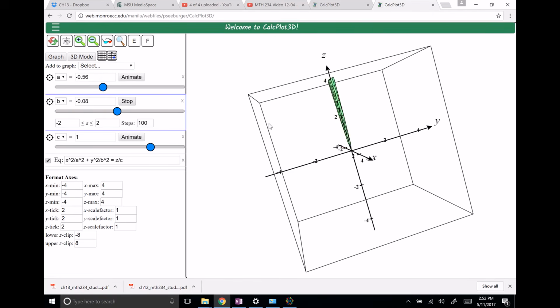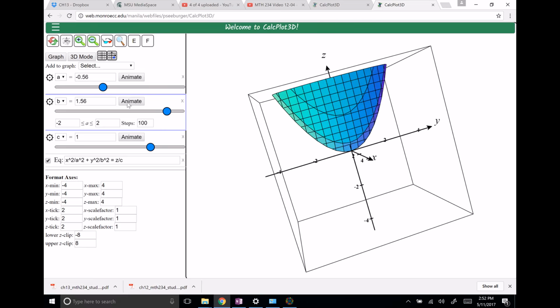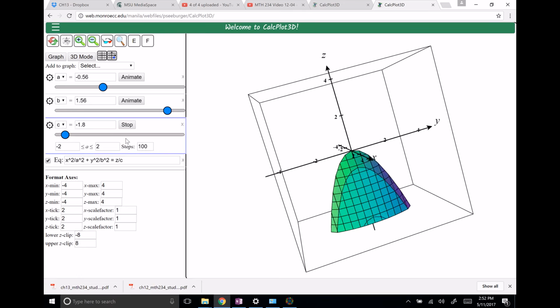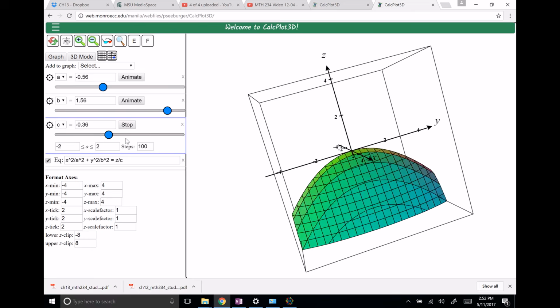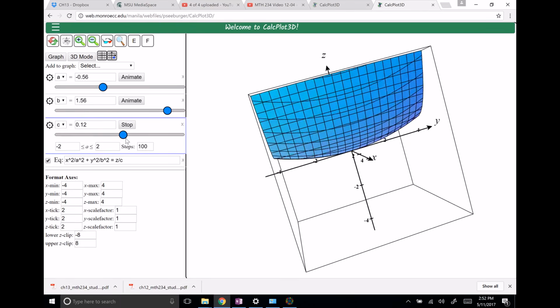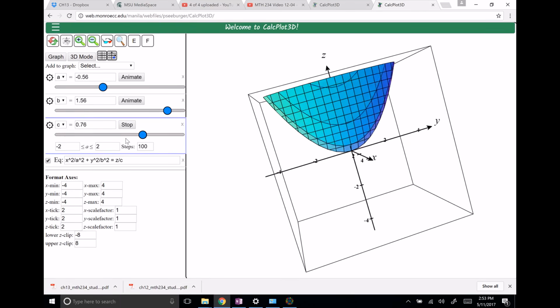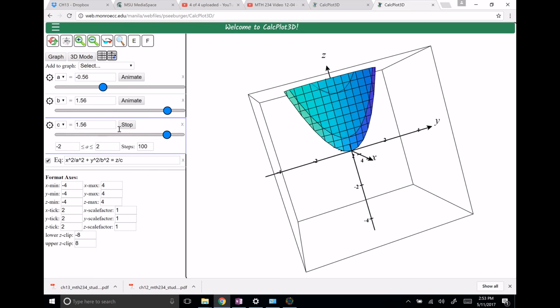In and out and in and out. And then of course the c's are going to determine how you stretch in the z direction. So, ooh, they're negative right now, so it's being stretched down, and then it's going to be stretched up, and stretched higher and higher and higher. There you go. So bigger c values means that it's stretched more in the z direction.